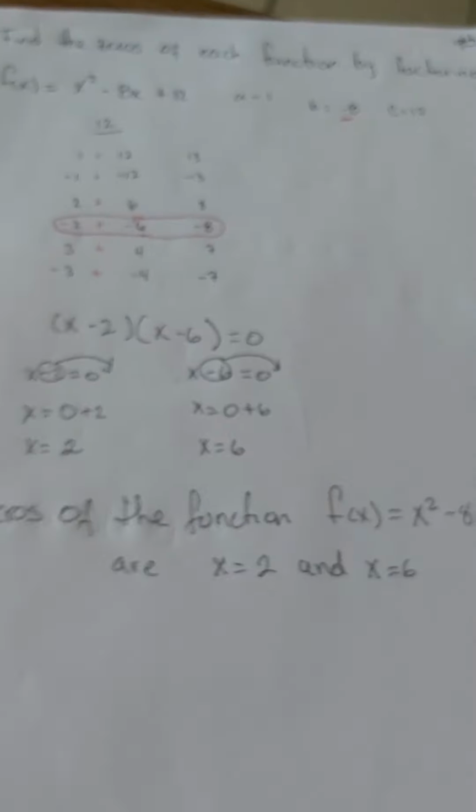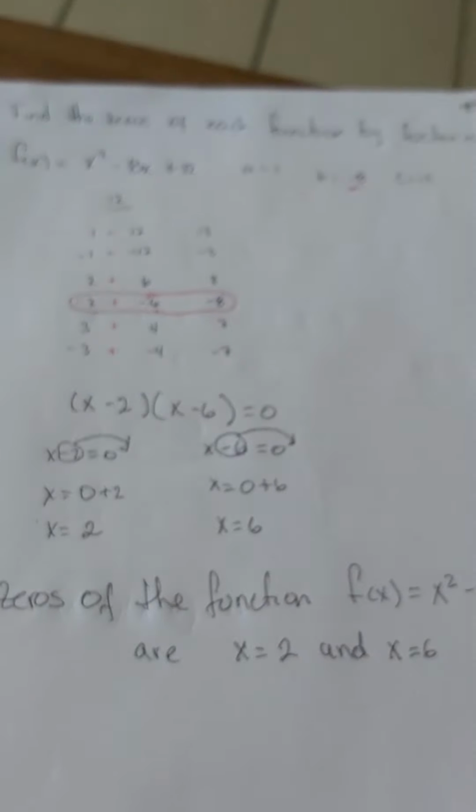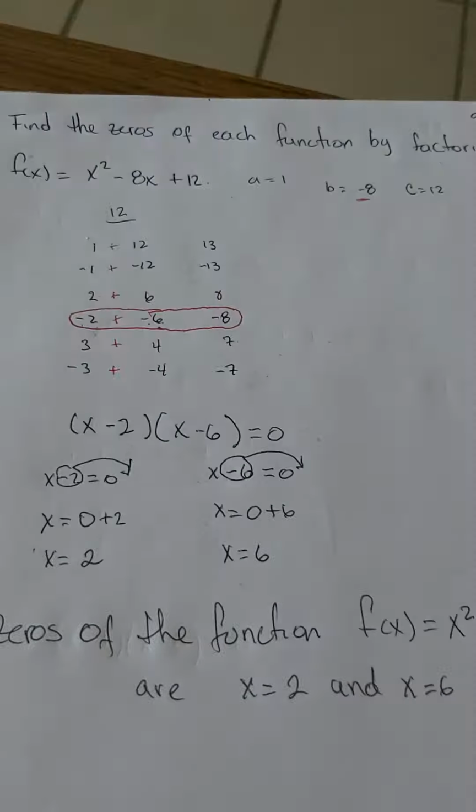Okay, so this is what we do when our quadratic function has a value of a equal to 1. Now, if we look at part B, it says g of x equals 3x squared plus 12x. Notice, in this case, a equals 3, b equals 12, and c, we don't have c, that means that c equals 0.